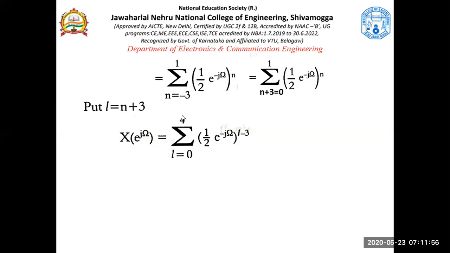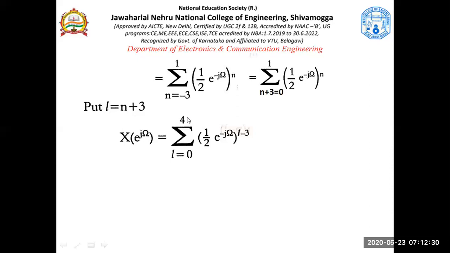Does everybody understand that point? Why this became 4? Here it is adding plus 3, so it should become plus 3 here. If you are noting it down, please note that it is supposed to be 1 plus 3. This is n plus 3 equal to minus 3 plus 3, so the upper limit is 1 plus 3, and that is how it becomes 4 here. The plus 3 is missing here. That's why it becomes 0 to 4.